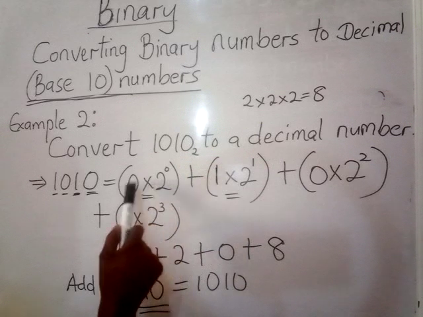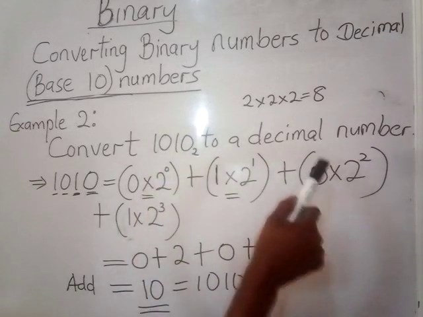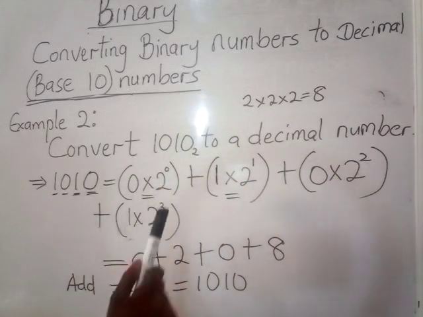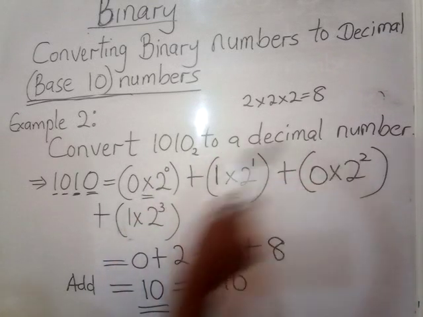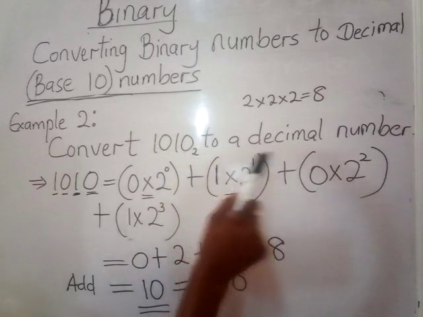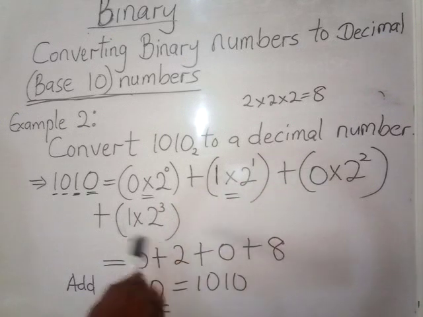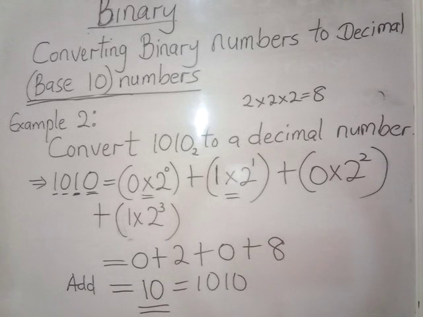Okay, so here the last digit to the right is 0. We started with 0 times 2 raised to the power of 0. 1 times 2 raised to the power of 1. 0 times 2 raised to the power of 2. And 1, the last one, times 2 raised to the power of 3. So you see the power of 2 started from 0. It moved to 1 here, it moved to 2 here, and moved to 3. 2 to the power 0, 2 to the power 1, 2 to the power 2, 2 to the power 3. At the end of the day, you carry out your multiplication within the brackets and then add the values you get together. You will get your answer. So in this case, 1010 is equal to 10 in the base 10 form.